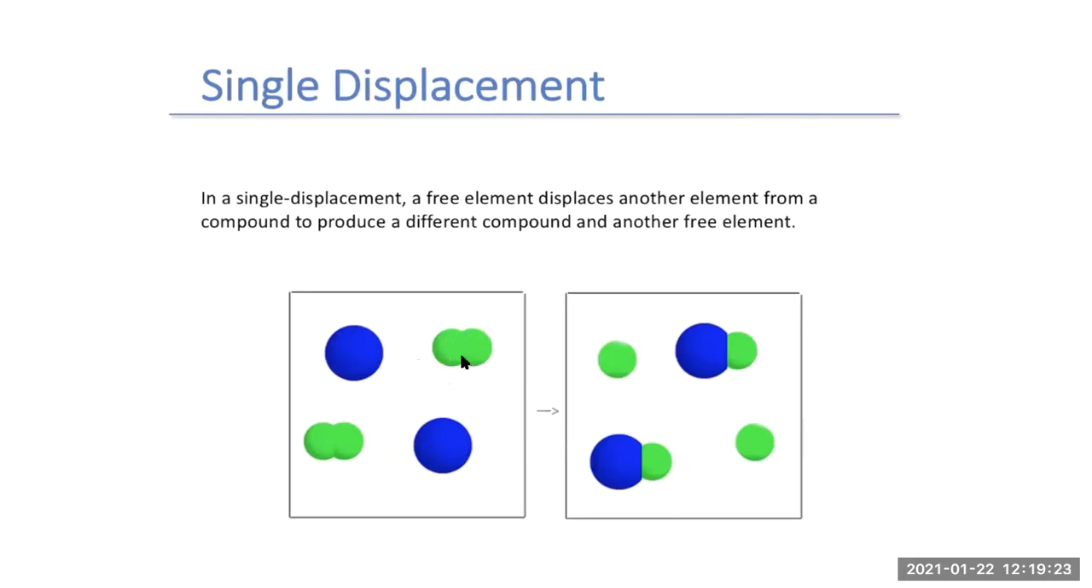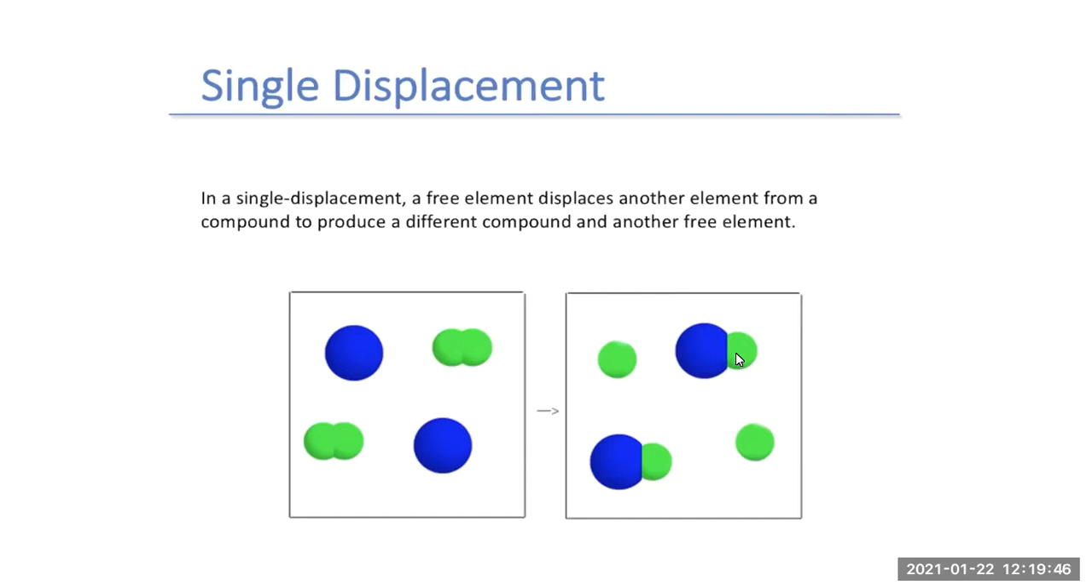So here we have two green together and a blue. What's going to happen is one of the greens is going to attach to the blue and leave the other green by itself. So you can see one of the greens switch partners. Instead of it being two greens, now we have a blue and green. So that's the general idea with a single displacement, is one ion's going to switch partners.